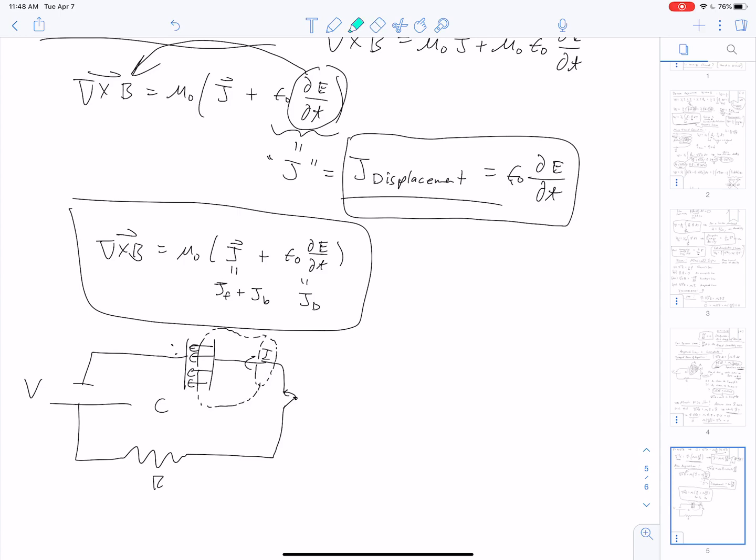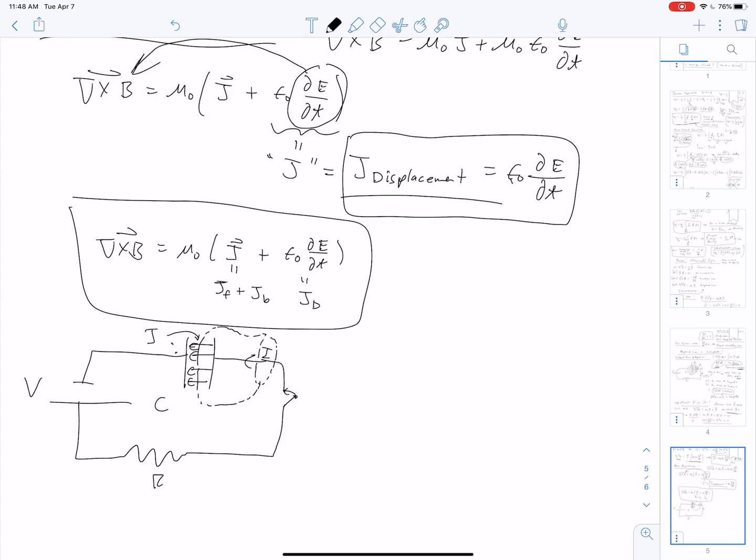You could even calculate it, and it's a homework problem. E displacement. So you get an electric field which, well, that's actually the displacement current. So I'll call that the J displacement, which of course is equal to epsilon naught dE dt.